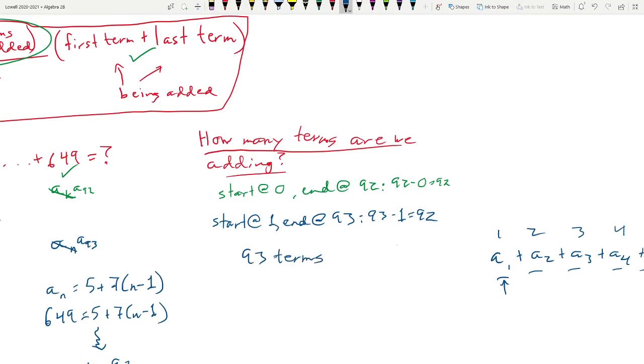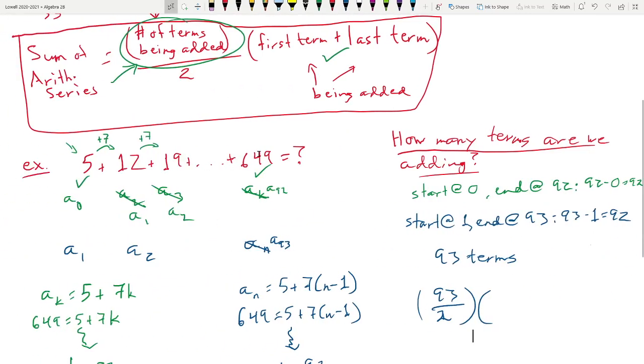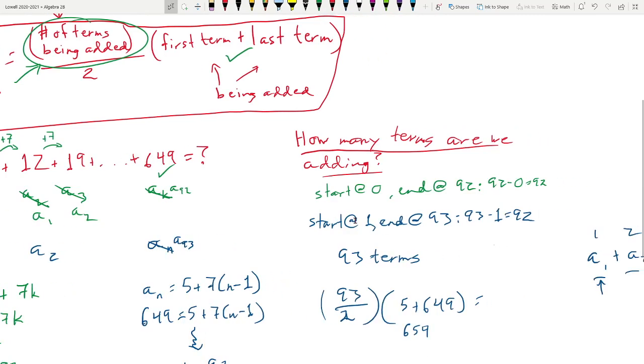And so let's just throw it into our formula. And so we have 93 over 2 times the first and the last. So the first plus the last is 5 plus 649, which is that. And we end up with, let's see, 5 plus 649. That's going to be 654 times 93 over 2. And we will get this fairly large number, which makes sense. That's a lot of terms being added up.